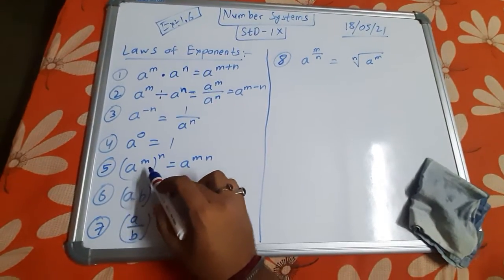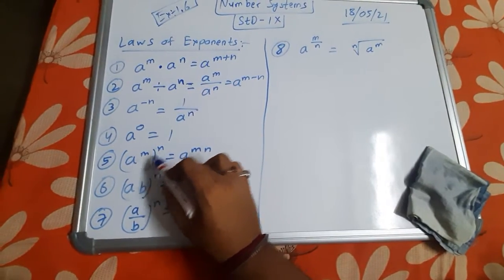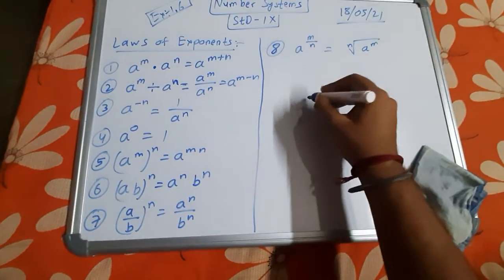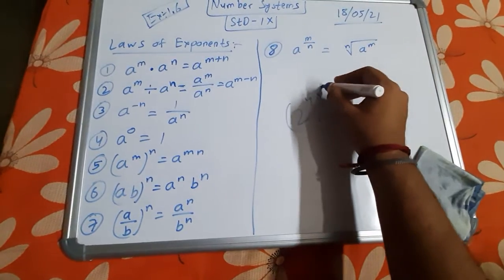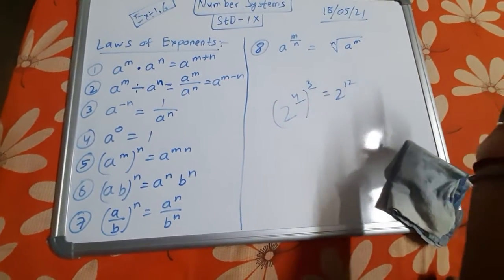Now see, a to the power m whole to the power n equals a to the power mn. Powers get multiplied if one power is inside and one is outside the bracket. Let's see, 2 to the power 4 whole to the power 3. This 4 and 3 will get multiplied, so it will be 2 to the power 12.